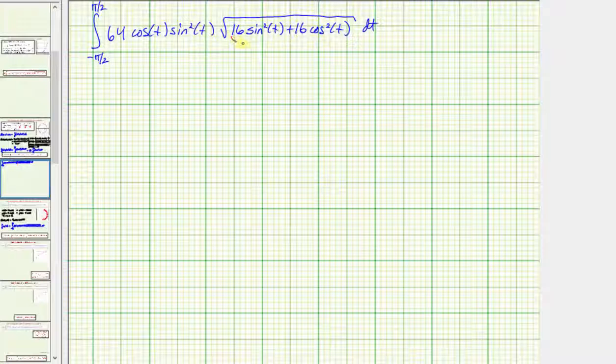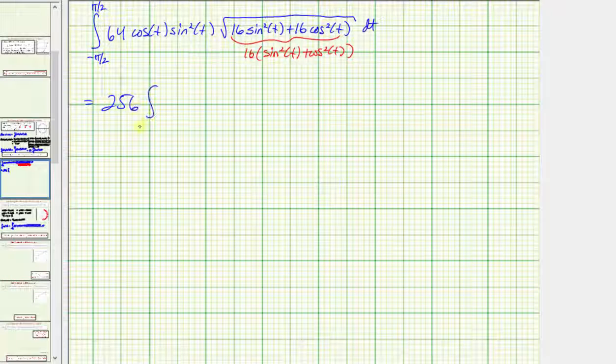Notice here, if we factor out 16, we'd have 16 times the quantity sine squared t plus cosine squared t. Well, sine squared t plus cosine squared t is equal to 1, so this simplifies to the square root of 16, which equals 4, and 4 times 64 is equal to 256. Let's write this as 256 times the integral from negative pi over 2 to positive pi over 2 of cosine t times sine squared t.